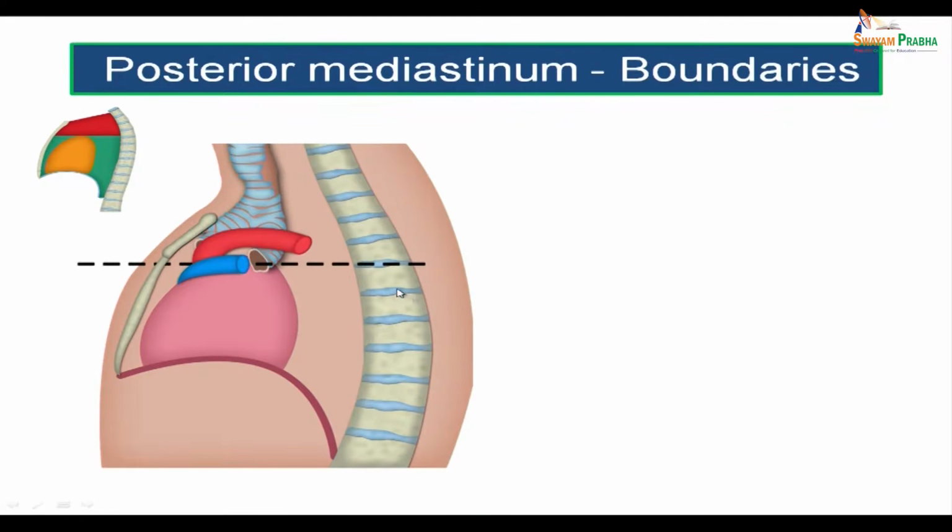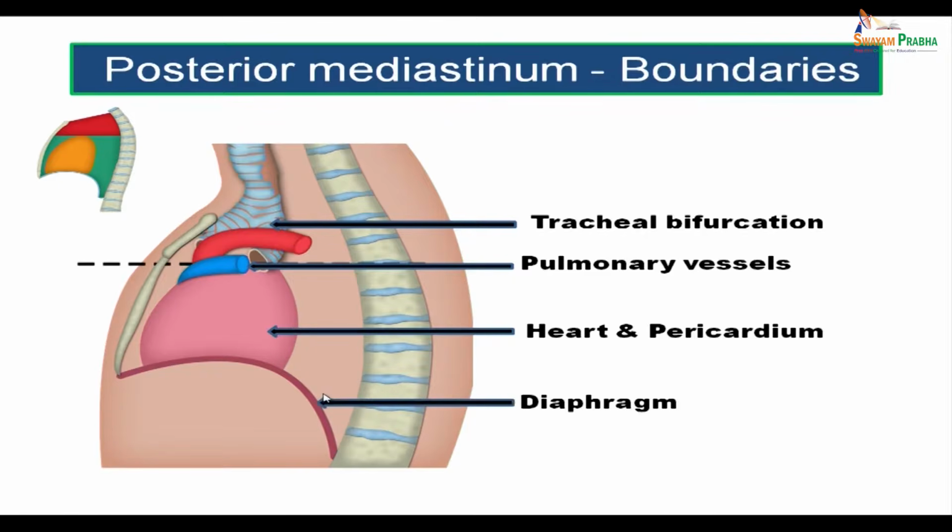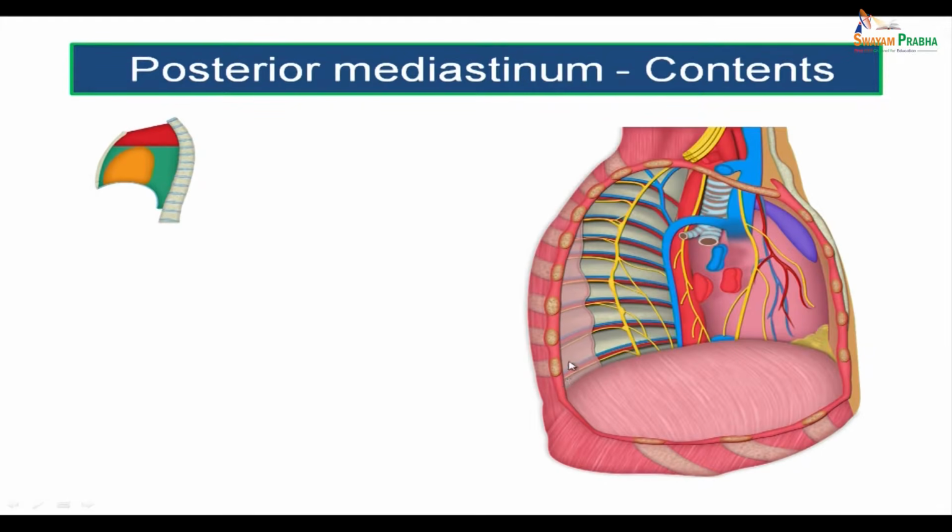Now, let us look at the boundaries of the posterior mediastinum. It is bounded anteriorly by the bifurcation of the trachea. You find the pulmonary vessels, the sloping heart and the pericardium posterior surface along with the sloping posterior surface of the diaphragm. These structures form the anterior boundary for the posterior mediastinum. So, from above downwards, you find the tracheal bifurcation, the pulmonary vessels, posterior surface of the heart and the pericardium, and the posterior sloping surface of the diaphragm. Posteriorly, it is bounded by the thoracic vertebrae, that will be the T5 to T12 thoracic vertebrae with the intervening intervertebral discs. On either side, it is bounded by the mediastinal pleura.